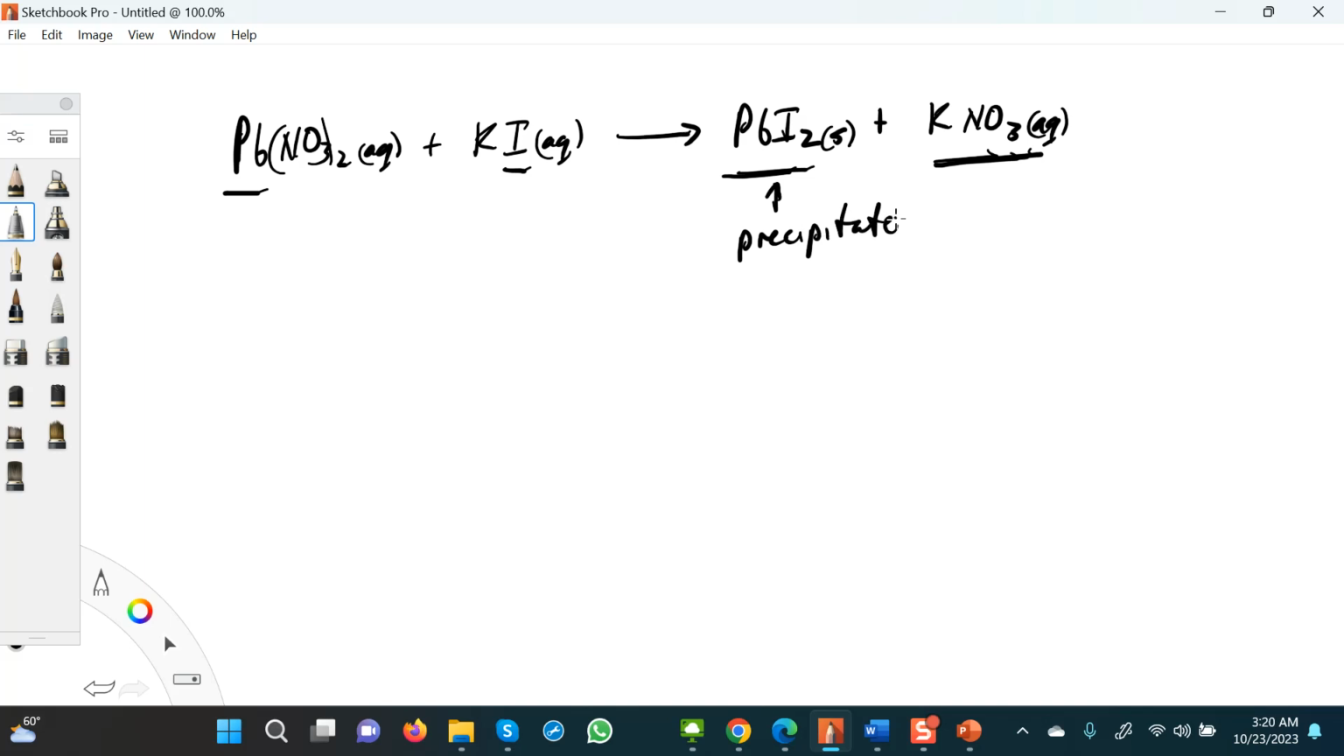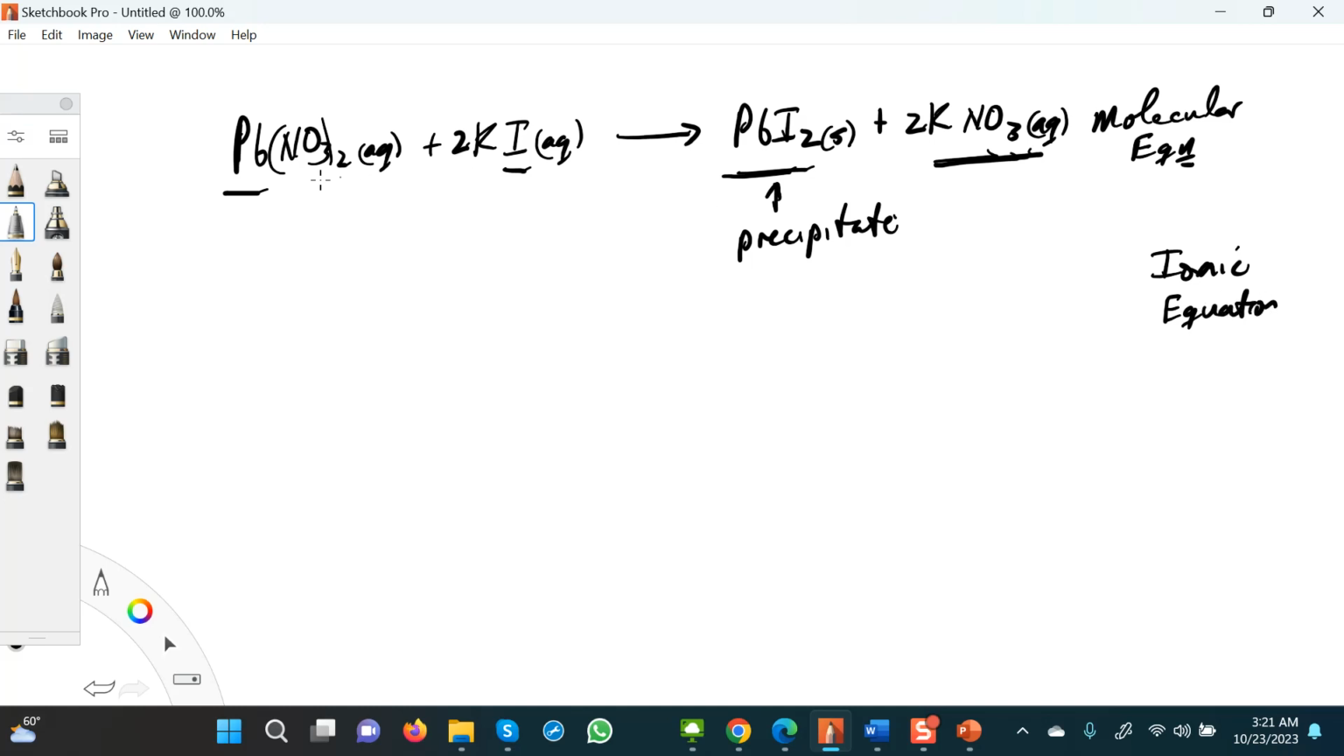Now, let me make sure that this equation is balanced. We need a 2 here, and we need a 2 here, all right? Now, what we're going to do next is figure out what the net ionic equation is, right? So this would be the molecular equation. If you remember what we did when it came to the neutralization reaction, we did the same thing. The first equation would be the molecular equation. And the next step now is to find out what the ionic equation is.